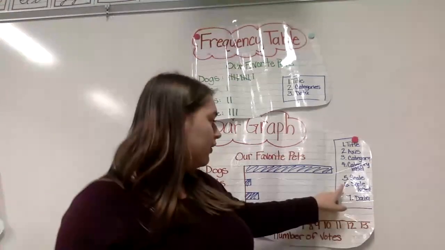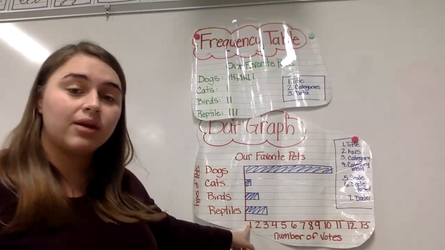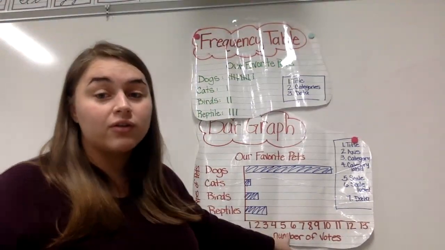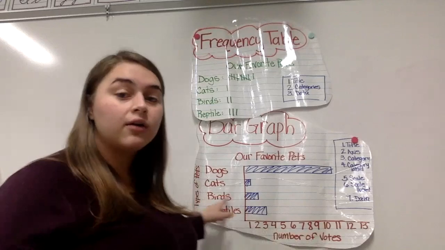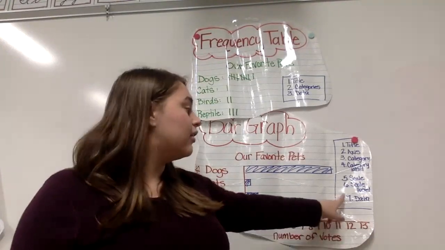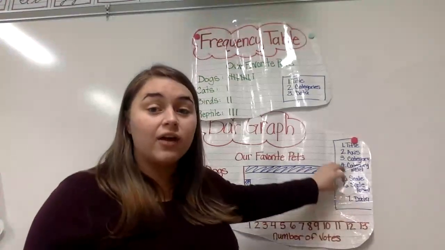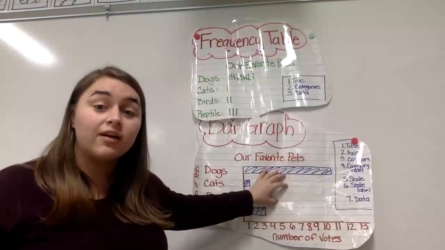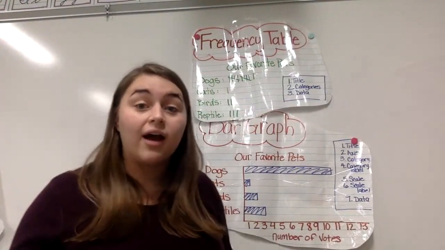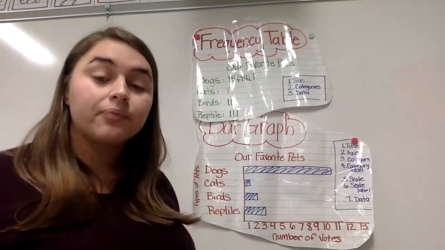And then we need the scale label so that people know what these numbers mean. What these numbers mean is number of votes. So this is going to be how many people voted for each category. And then lastly, we need data. That's the information that's specific to our data here. So we'd write how many dogs, how many cats, how many birds, how many reptiles.